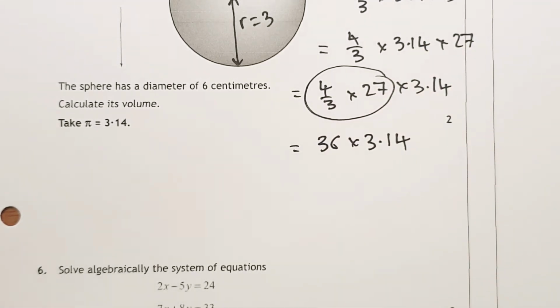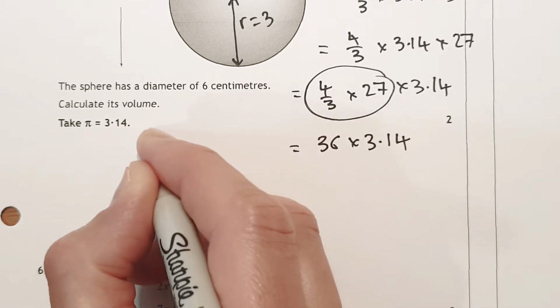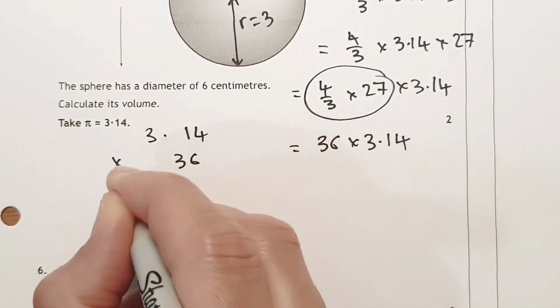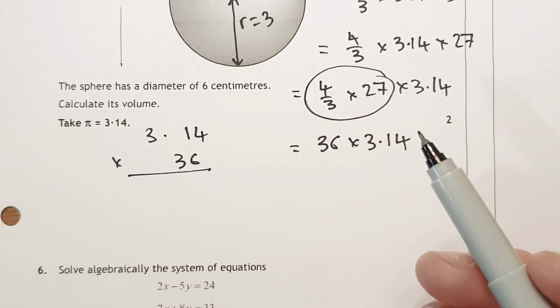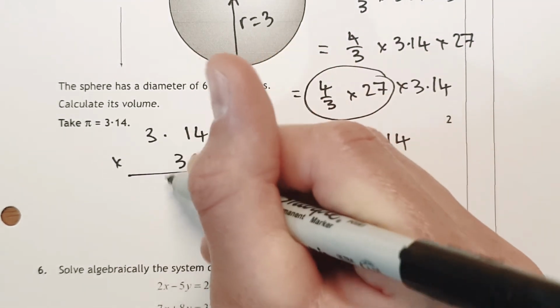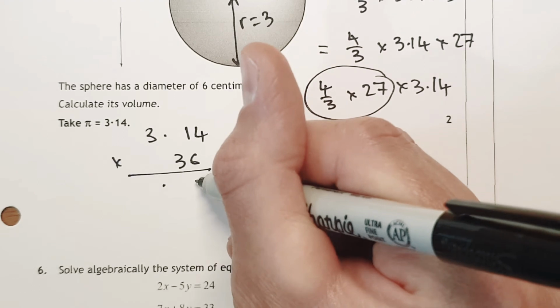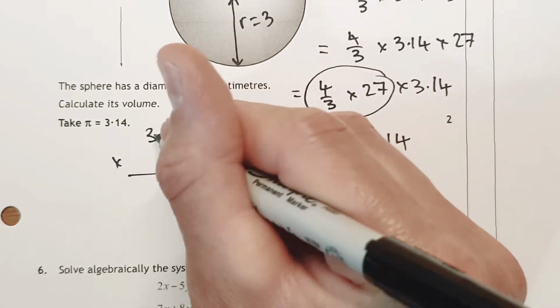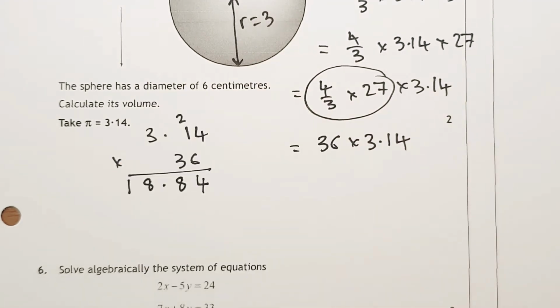Still, you've got to do a wee bit of long multiplication here to get that. So 3.14 multiplied by 36. I'm going to start by multiplying by 6. So I'll put my decimal point in the right place there. 6 4s are 24. Carry the 2. 6 1s are 6 and 2 is 8. 6 3s are 18. I'll score out my 2 so I don't accidentally use it again.